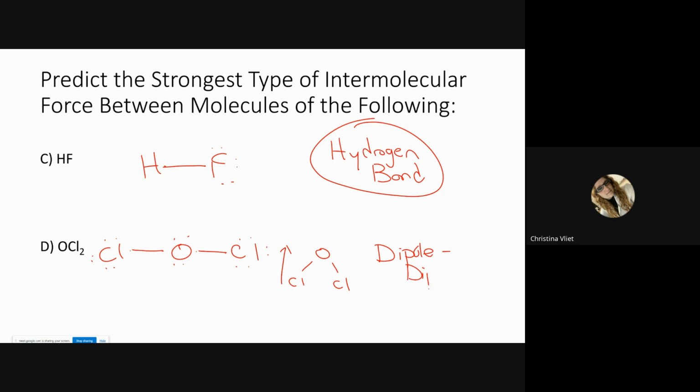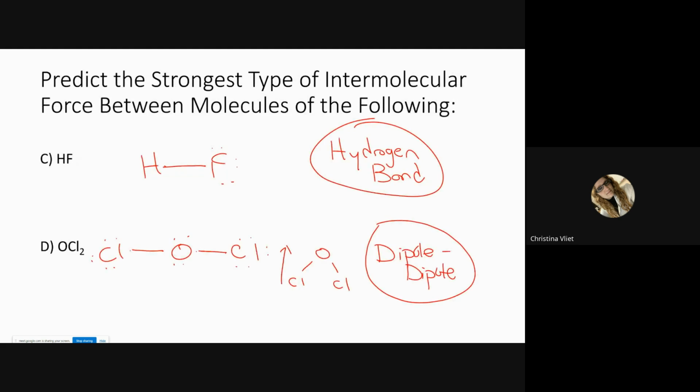Because it's polar. So are you still going to have to be able to predict if a molecule is polar or non-polar? Absolutely. But this time you're not given numbers. You're going to have to figure it out based on the shape of the molecule.